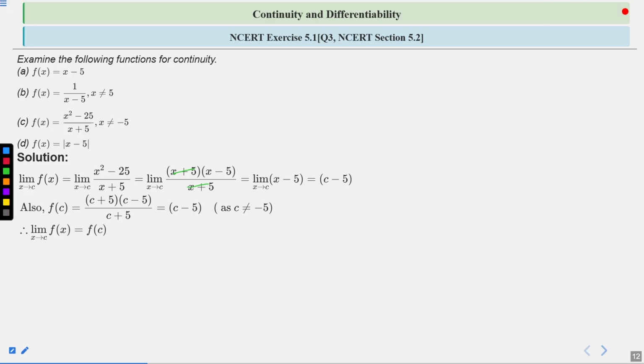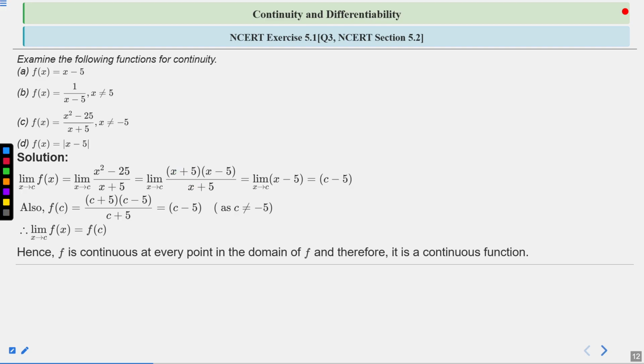Therefore, limit as x approaches c of f(x) is equal to f(c). Hence, f is continuous at every point in the domain of f, and therefore we can say that it is a continuous function, okay?